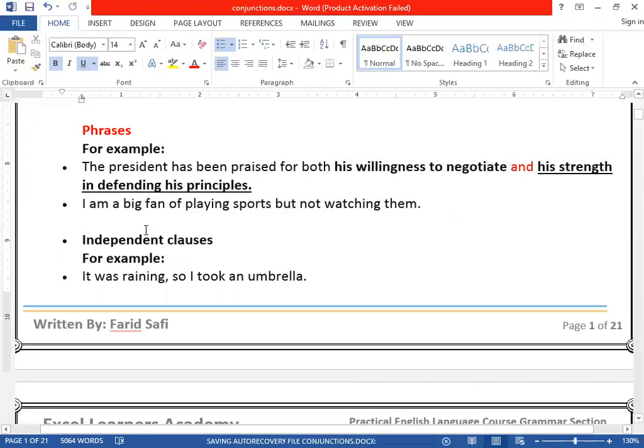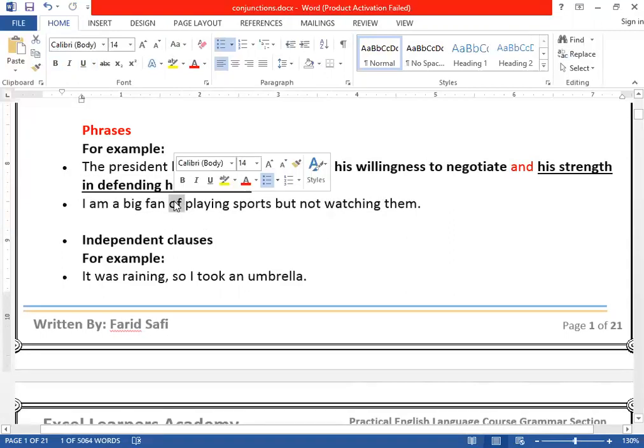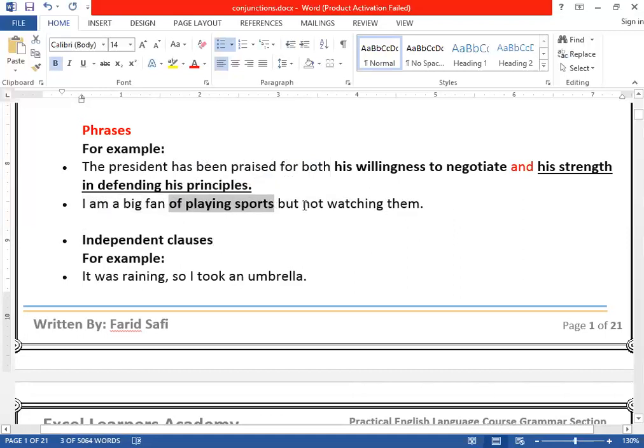For example, next one. I'm a big fan of playing sports, but not watching them. Not watching them. Clear? So we can say that they are used to connect what? They are used to connect phrases.